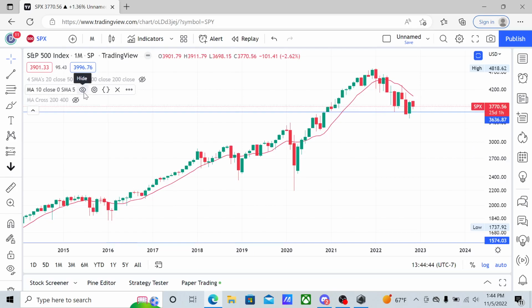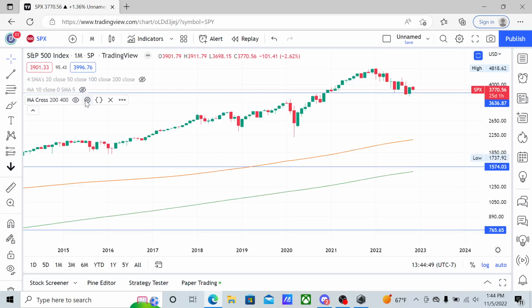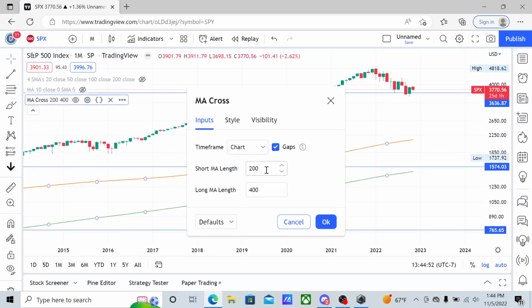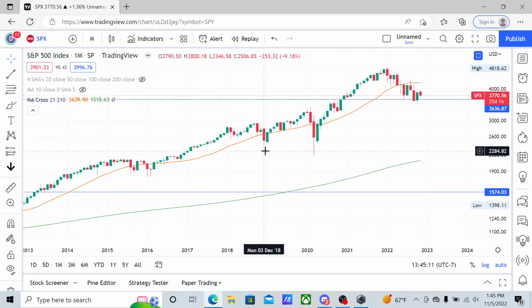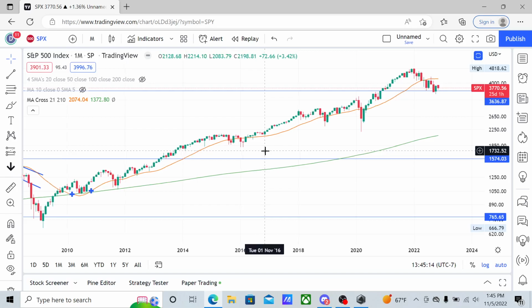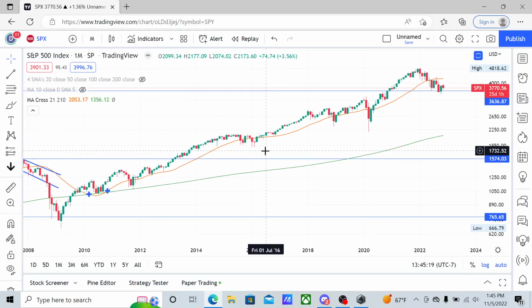Another way you could do this is, I like this MA cross. So this is a moving average cross. So say you want to look at the 1 month moving average versus the 200 day. You'd simply put in, under the short length, you could put in 21, and then under the long, you could put in 210. And this is going to show you what the 1 month moving average is versus the 200 day. So basically the 1 month versus the 10 month.